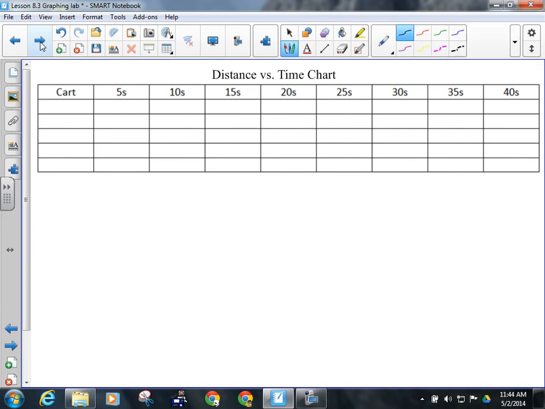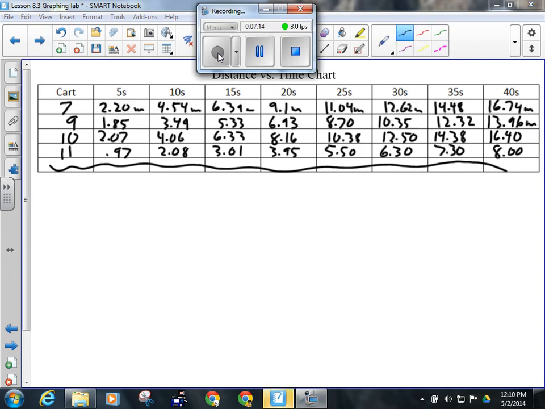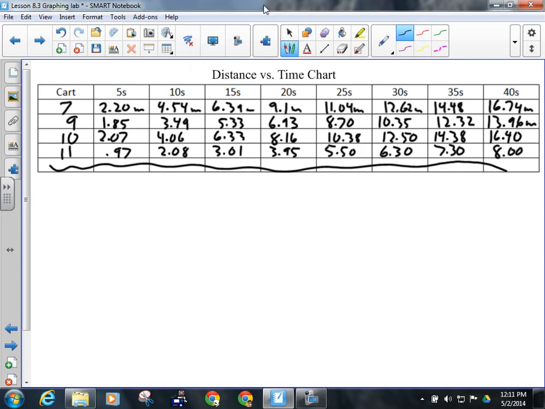All right, so the numbers we're going to use are 7, 9, 10, and 11. So yours doesn't need this 5th row. The cart numbers are 7, 9, 10, and 11. So we've got our class data here. If yours isn't exactly the same as this, it's not that big a deal. There's always a little bit of difference in judgment. But essentially, that's what we've got.